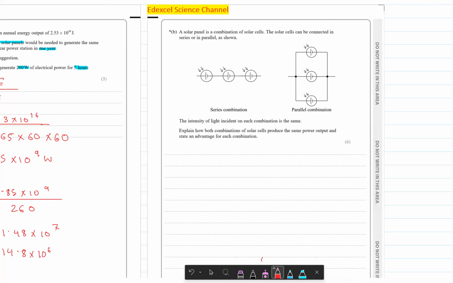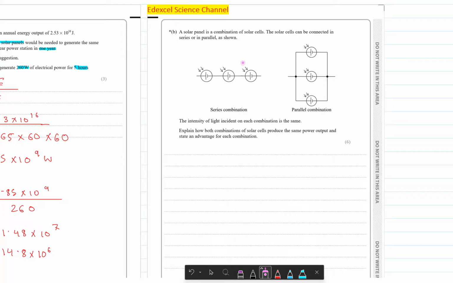A solar panel is a combination of solar cells. The solar cells can be connected in series or in parallel as shown. Okay, so this is the series combination and the parallel combination. The intensity of light incident on each combination is the same. Explain how both combinations of solar cells produce the same power output and state an advantage for each combination. Okay, so this question is very interesting.